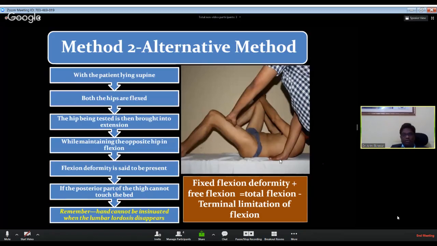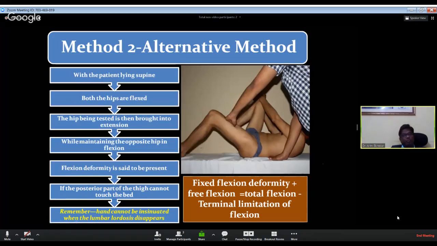So the other one is you cannot insinuate the hand when the lumbar lordosis disappears. This is the other way of doing the test, but this is less accurate than the first one. Fixed flexion deformity plus free flexion is equal to total flexion, or total flexion minus the terminal limitation of flexion. So it is clear with both the methods, the first method and the second method, and I think it is the first method which you always do.